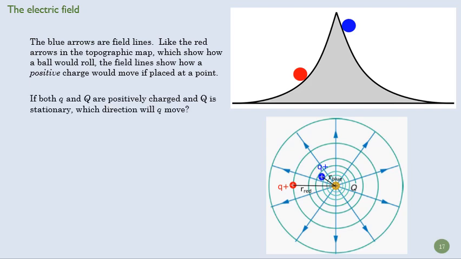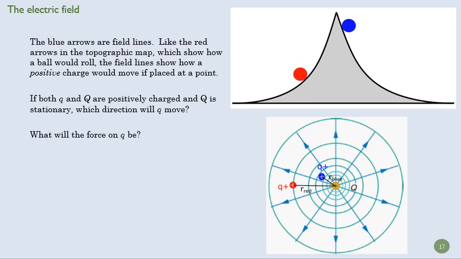If both Q and little q are positively charged, what direction will little q move? Well, we know it's going to move in the line of those field lines, the lines of action. If it's a negative charge, it's going to move towards the positive charge, right? So against those field lines.